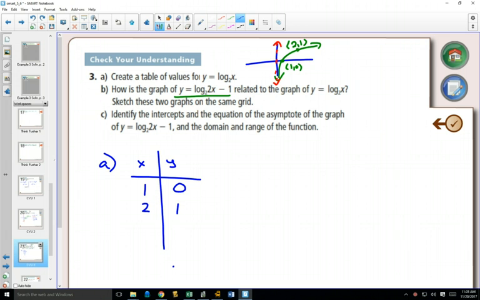Which other points that are nice do we know on this graph? 3? 3's not. 4. 4 is a nicer number, right? Because if you put 4 in for x, 2 to what power is 4? 2. Another nice one? 8. If you put in 8 for x, you're really asking 2 to what power is 8? It's going to be 3.